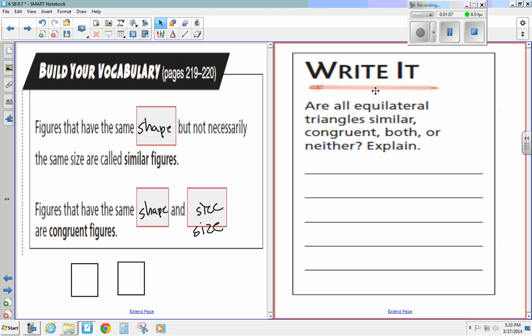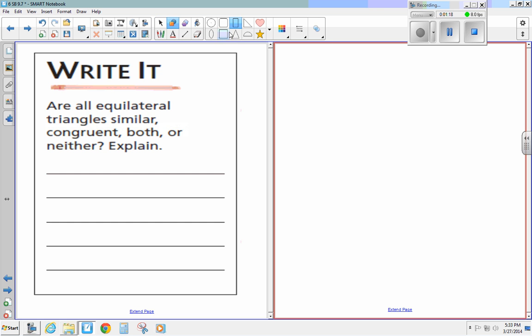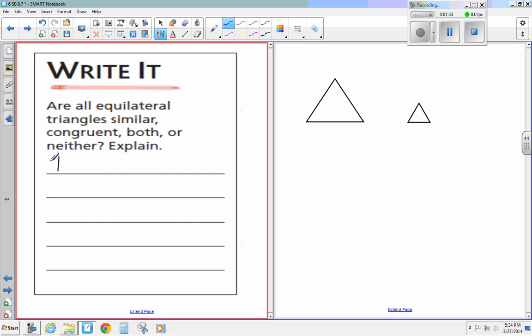So the question, and write it, are all equilateral triangles similar, congruent, both, or neither? Let's take a look. Here is an equilateral triangle. There's an equilateral triangle. By looking at these two examples, are all equilateral triangles similar? They all are similar. They are not all congruent. They aren't both, and they're not neither.